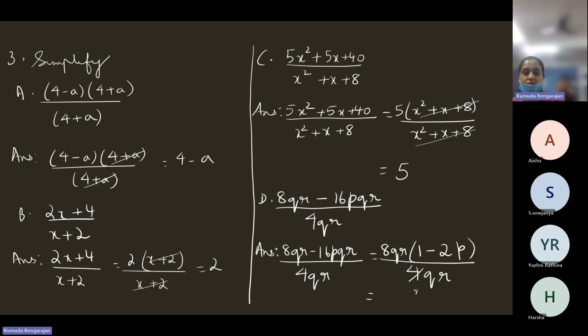So after this, 1s are, 2s are, Q, R cancelled out. So 2 into (1 minus 2p). 2 into (1 minus 2p).